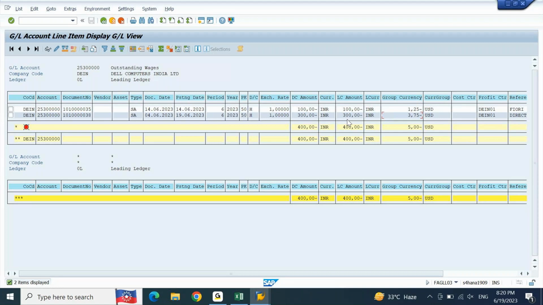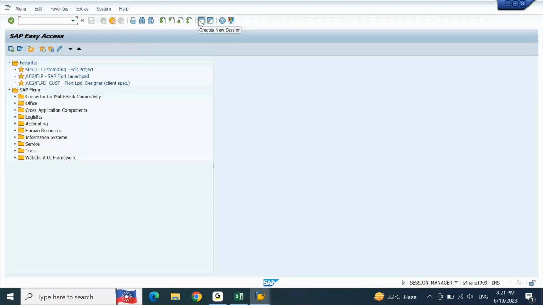Now I will pass this entry, but nowhere I will mention the posting key debit. Now look at the entry I am going to pass. I will clear this 300, but I don't use any posting key called debit. In any form, I am not going to use posting key. Now to do the clearing, there are different ways. What I am going to use, I am going to use post with clearing.